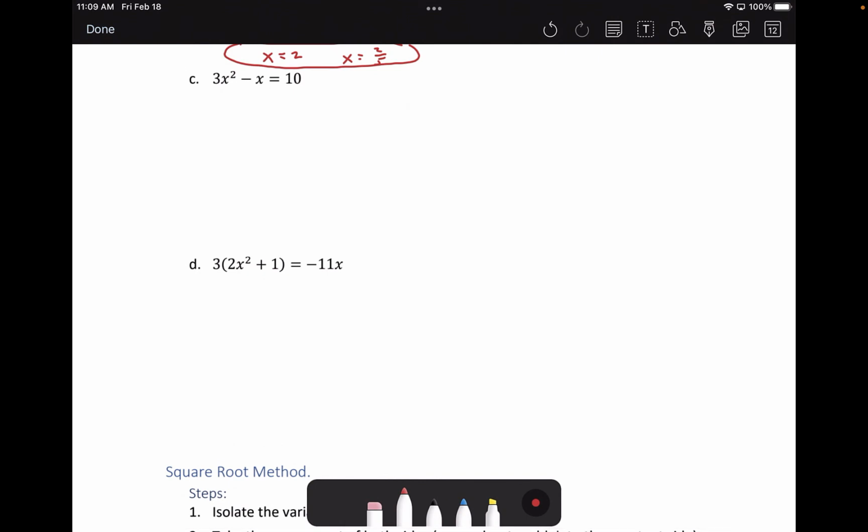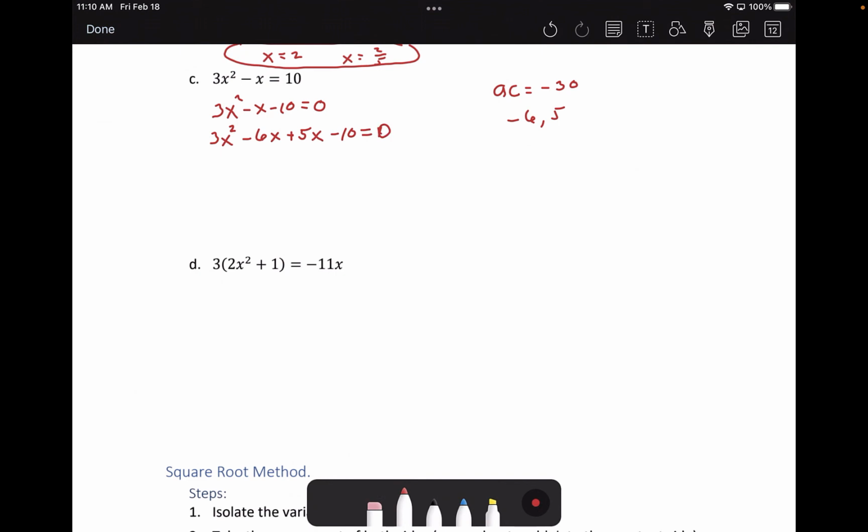Here, again, we're going to factor, so we need to set everything equal to 0. So we'll subtract the 10 over, setting it equal to 0. Notice again, a is not 1, so we need to use the AC method. A times c in this case is -30. So what two numbers multiply to -30 and add to -1? That's -6 and 5. So we'll rewrite our quadratic, mainly rewriting that middle term as -6x plus 5x minus 10 equals 0.